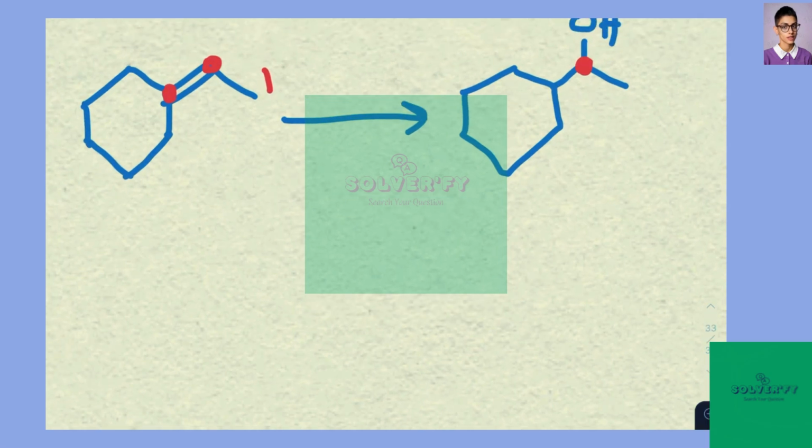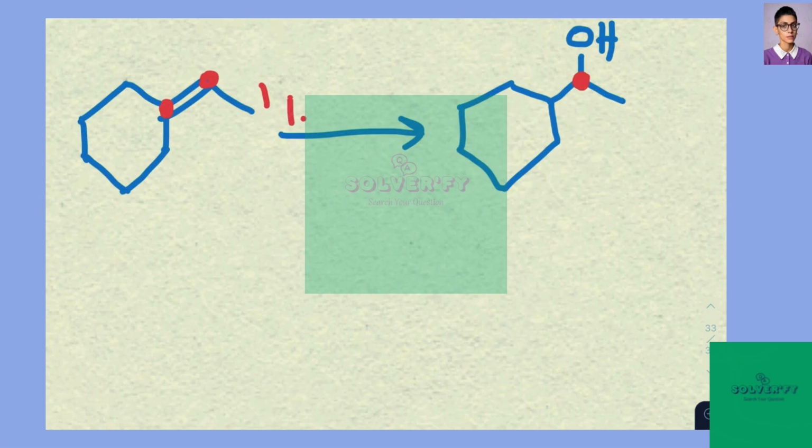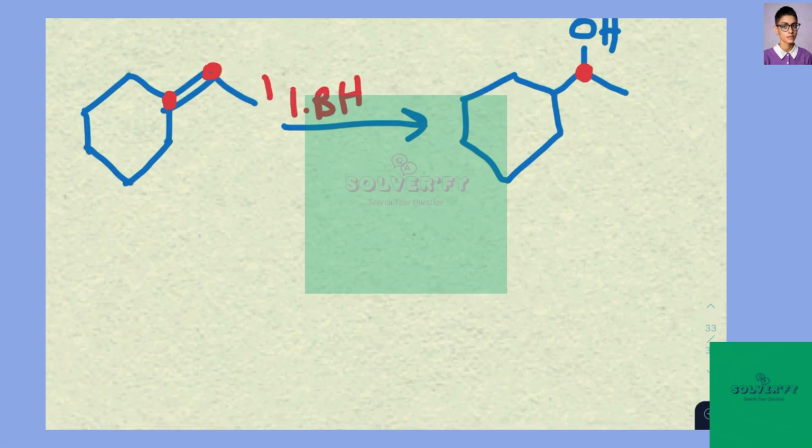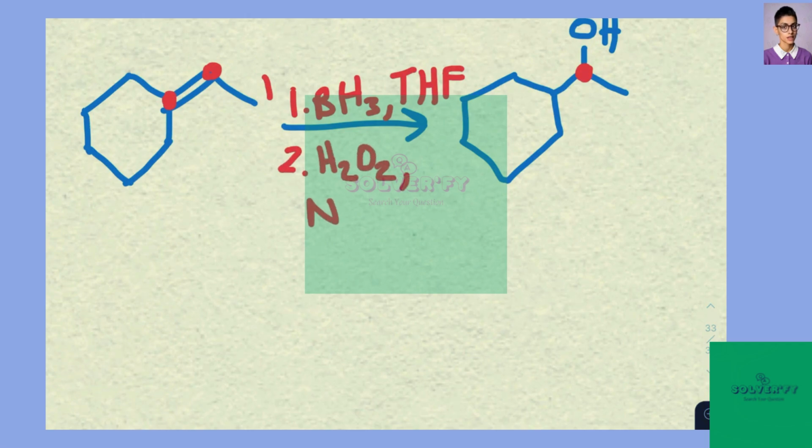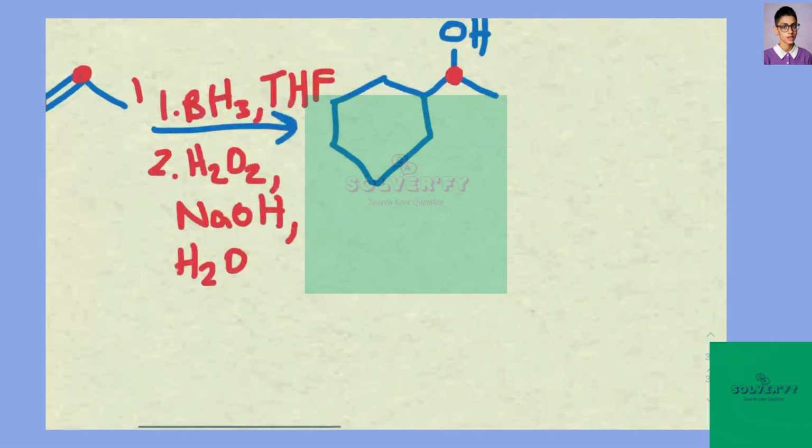The answer is hydroboration. So using the reagents BH3, THF, and hydrogen peroxide, sodium hydroxide, and a water solvent will facilitate that reaction. It'll add an alcohol onto the less substituted side of an alkene.